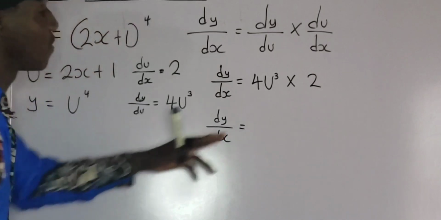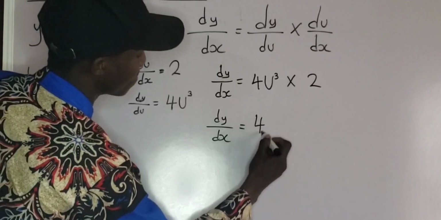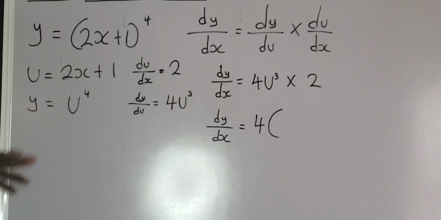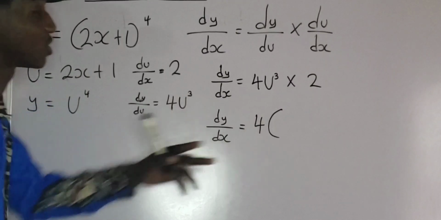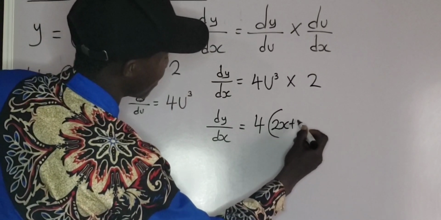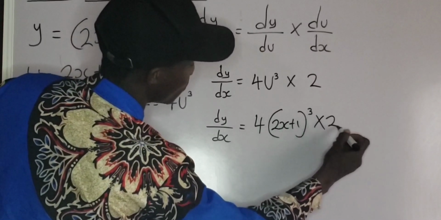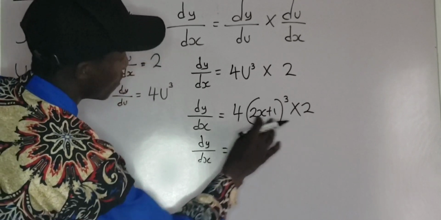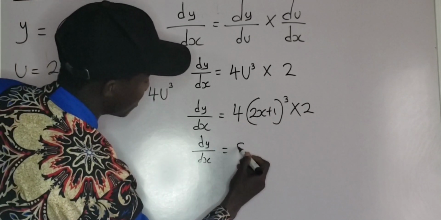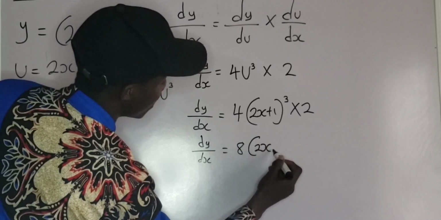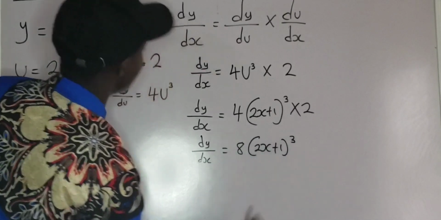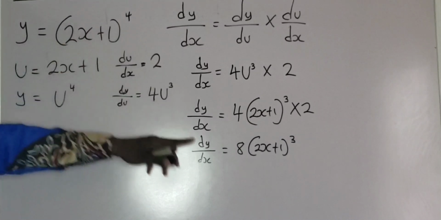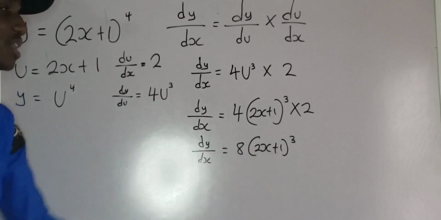dy over dx is equals to 4u raised to the power of 3, that is 4 multiplied by u. u is what? u is 2x plus 1. So I'm going to substitute u is equals to 2x plus 1 into this expression. So I'm going to have 4(2x plus 1) raised to the power of 3 multiplied by 2. Do you understand? So dy all over dx is equals to 2 multiplied by 4, that is 8, multiplied by (2x plus 1) raised to the power of 3. Therefore, the derivative of y is equals to (2x plus 1) raised to the power of 4 is 8(2x plus 1) raised to the power of 3.